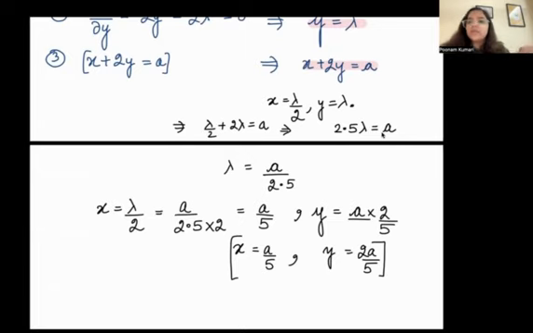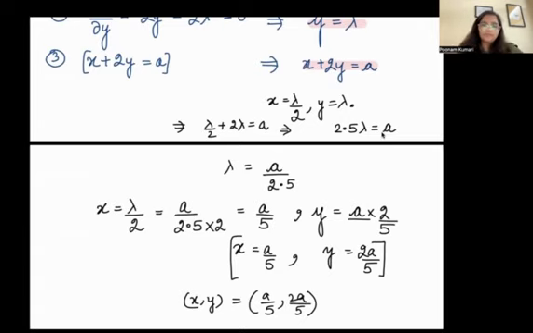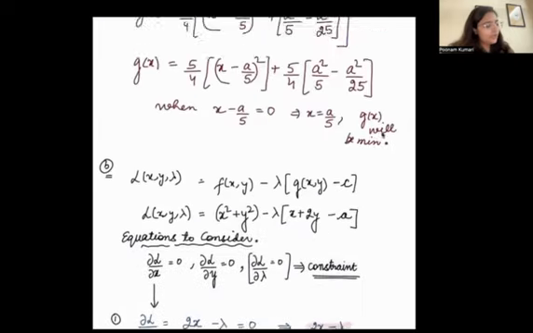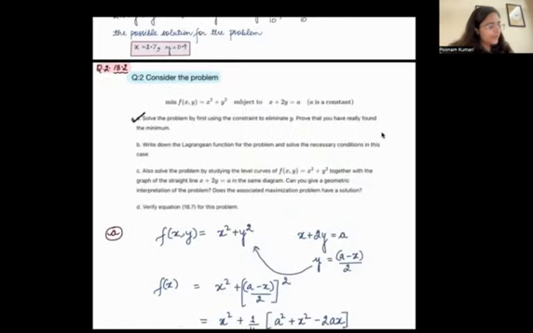So this is my solution for the necessary condition that x comma y is equal to a by 5 comma 2a by 5, right? Is that okay? So far, so good. Everybody okay with this? Yes. Okay, let's go. So this was part number B.